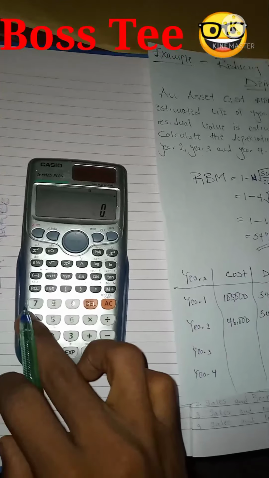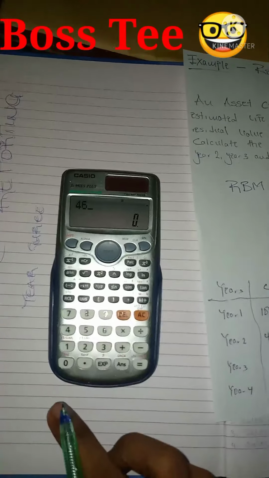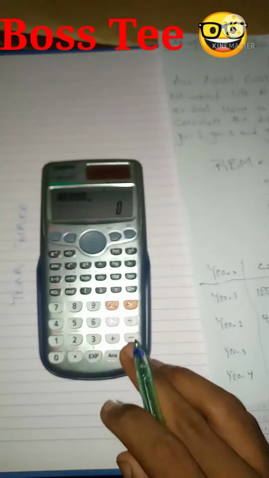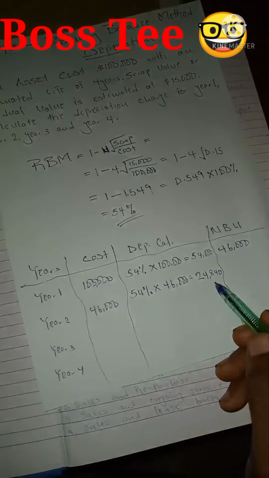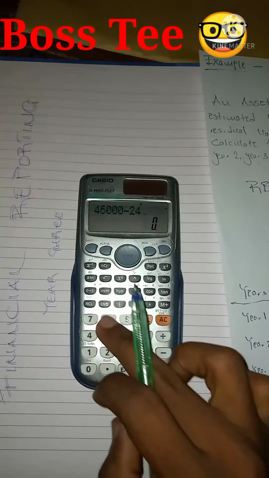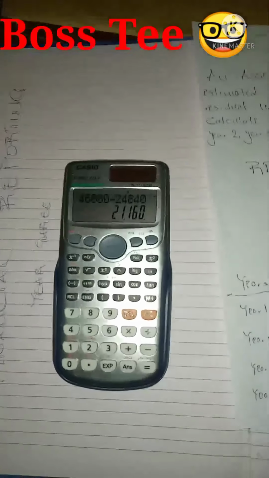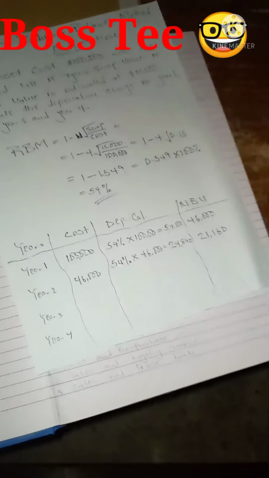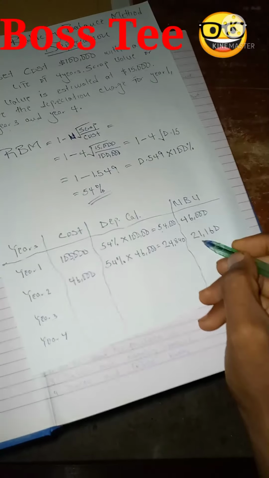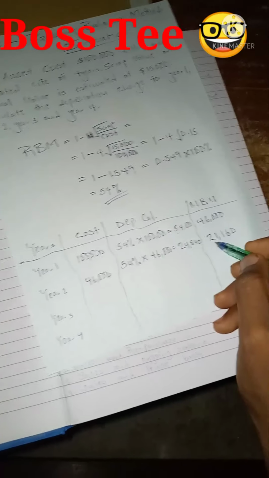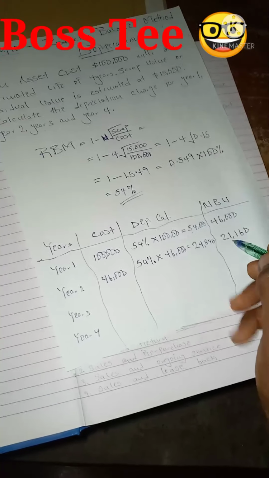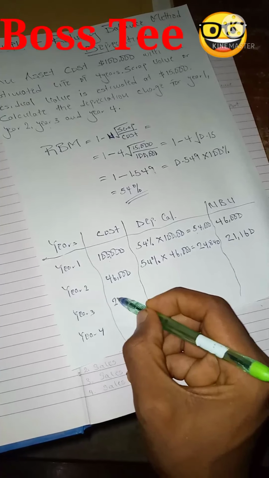So what do we have? I'm not going to guess this one. It's a little bit tricky. Okay, 46,000, which is the cost of the asset, you subtract the depreciation for that particular year, which is 24,840. We have 21,160. Good. This is the value of the asset after the depreciation in year two. So this value of the asset is what we are going to take in year three.